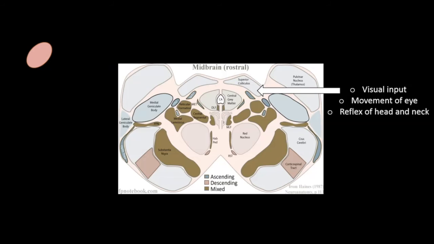Here we can see the superior colliculi, which receives visual input from the optic tract fibers, from descending fibers that form the tectospinal tract, and from movements of eyes and reflex movements of the head and neck. It is interesting that we know the effects of damage to the inferior colliculi involved with hearing. However, the effects of damage to the superior colliculi involved with vision is largely unknown.